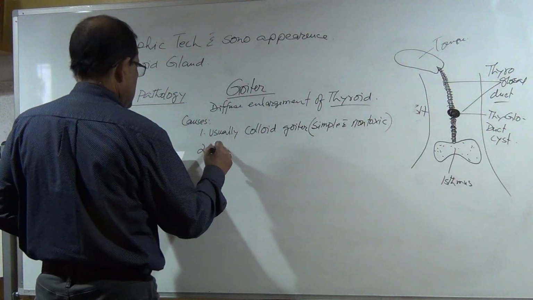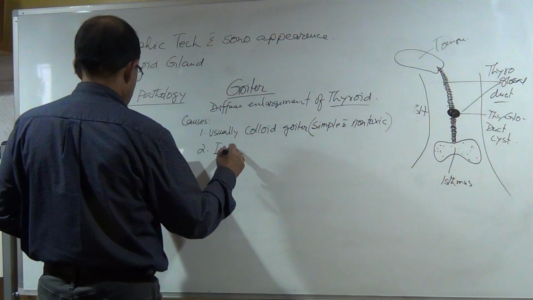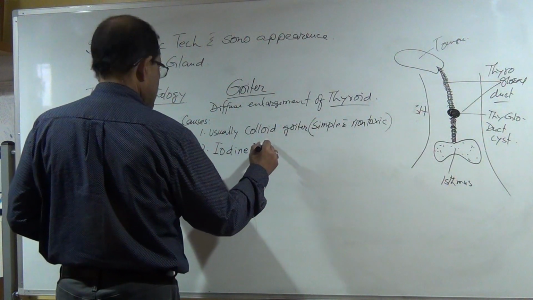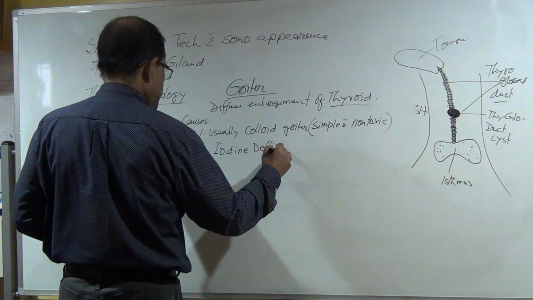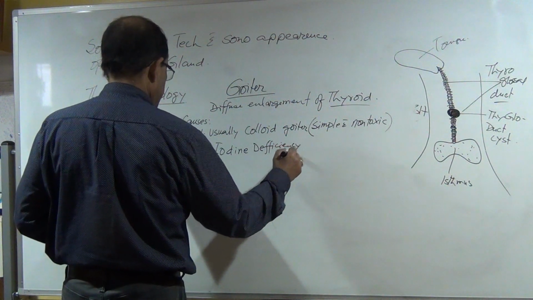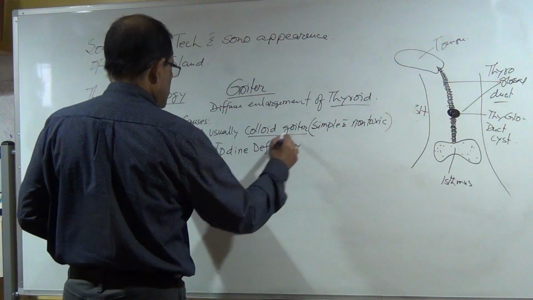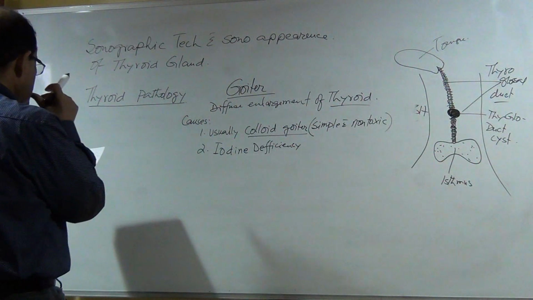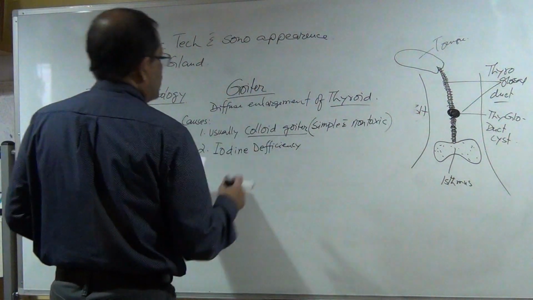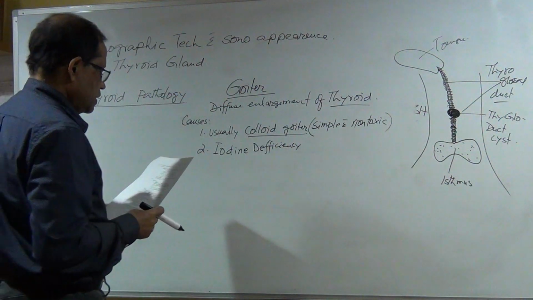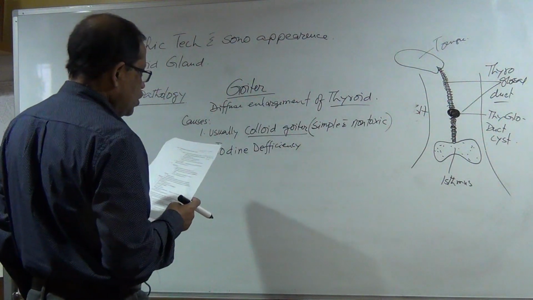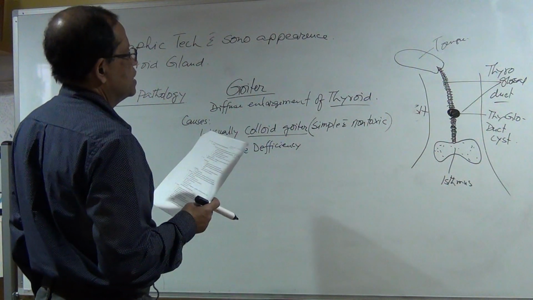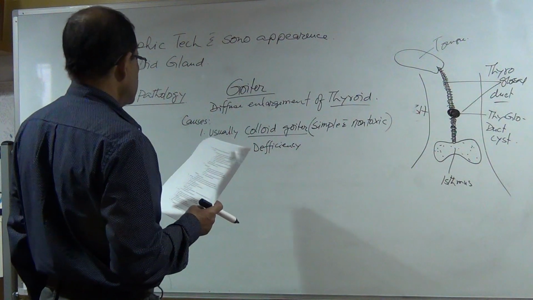And another one is iodine deficiency. One is a colloid deposition, another is iodine deficiency. For colloid goiter, usually has no clinical significance other than the focal growth of the diffuse mass.